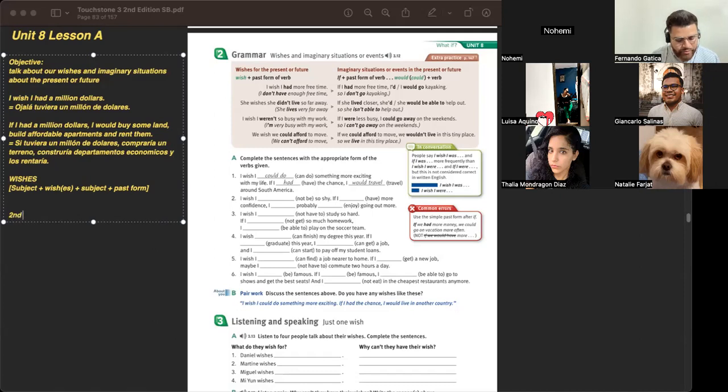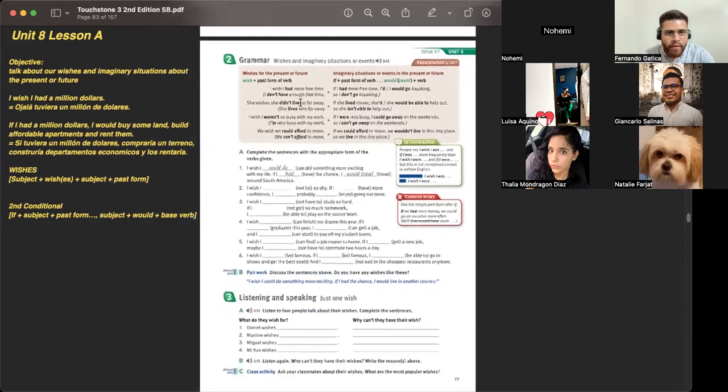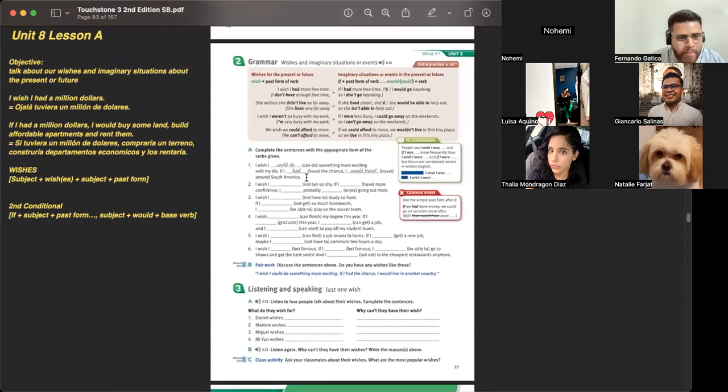And for the second conditional, eso es lo que se llama la otra oración. You're going to use a subject plus, if plus the subject plus the past form of a verb, complement, comma, subject, plus would, plus base verb. And that, my friends, is the second conditional, talking hypothetically about the present and the future.